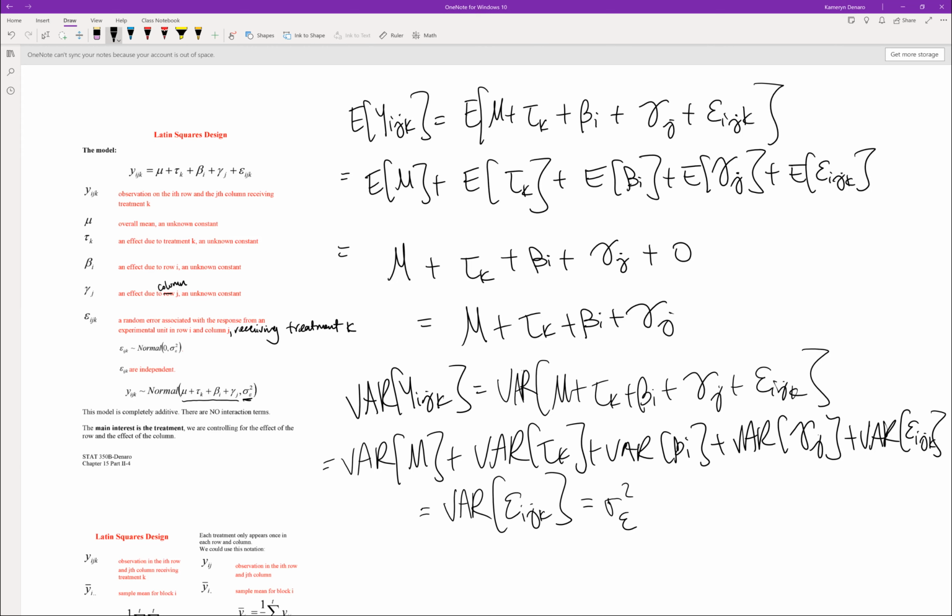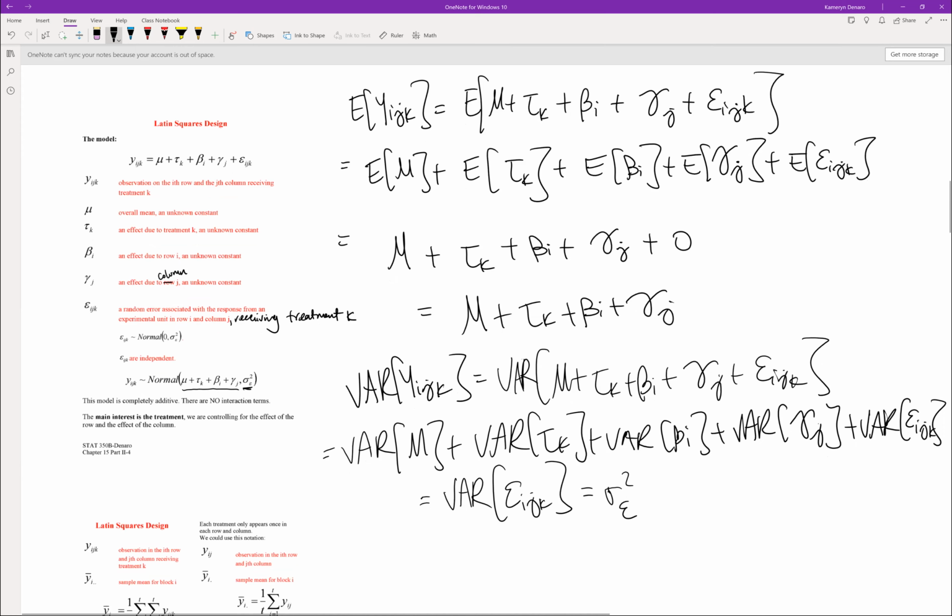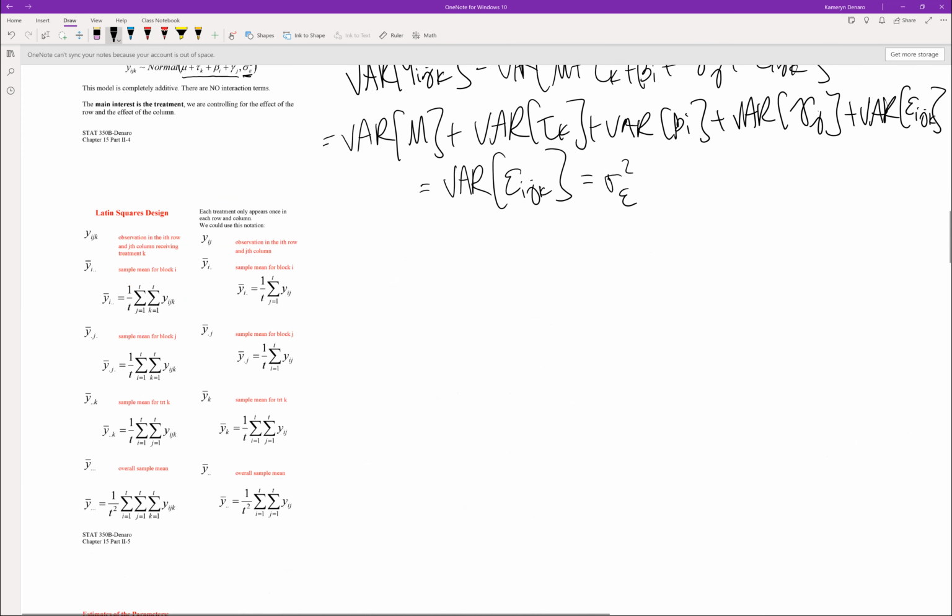All right, so this is our setup for the Latin squares design. There's a lot of notation to think about. We're going to just look at one more set of notation. Okay, so yijk is the observation of the ith row, the jth column receiving treatment k. Y bar i dot dot is the sample mean for block i. Y bar dot j dot is the sample mean for block j. The y bar dot dot k is the sample mean for treatment k. The y bar dot dot dot is our overall sample mean.